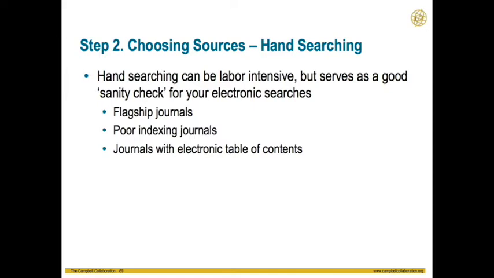Some journals have really poor indexing in databases, and so maybe you need to do a hand search of those. And so really what I try to do when I do hand searching is any flagship journals where you think that's where the people are going to be publishing, if they are, and so you want to make sure you didn't miss them in your electronic search, or journals that are poorly indexed, and then ideally, hopefully journals will have electronic tables of contents that you can use.